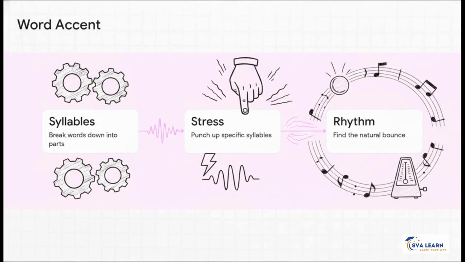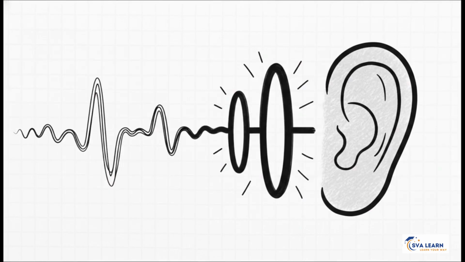All right, so we've got our individual sounds. But what happens when we string them together? Spoken English isn't flat, like a robot talking. It's a game of rhythm. And that brings us to Annexure 5, word accent. In English, certain parts of a word, certain syllables, need to be punched up for impact. If you don't punch the right syllable, the whole rhythm of your sentence just kind of falls apart. The crucial trick here is knowing exactly where that stress falls.